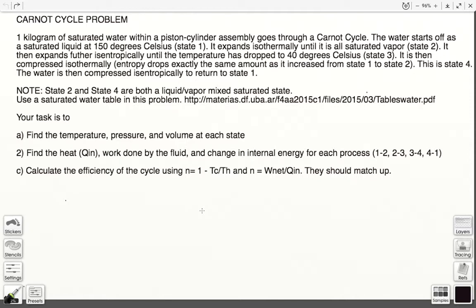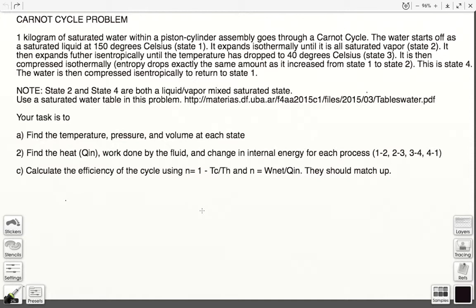And the water starts off as a saturated liquid at 150 degrees Celsius. This is our state 1. And then it expands isothermally at a constant temperature until it is all saturated vapor. This is our state 2. It then expands isentropically until the temperature has dropped to 40 degrees Celsius.